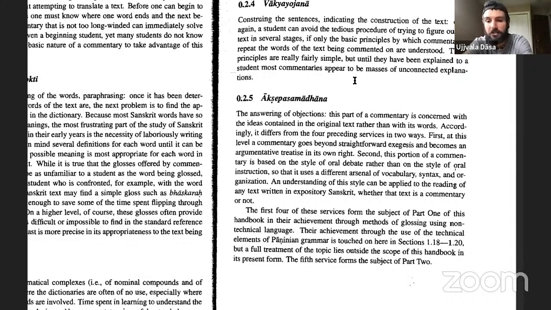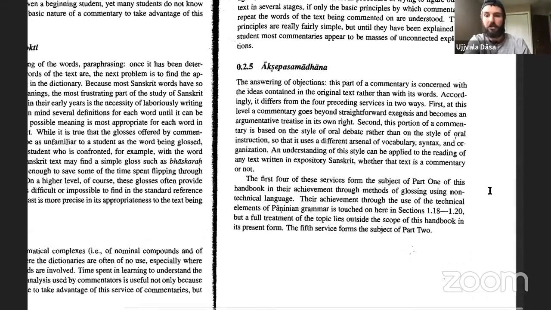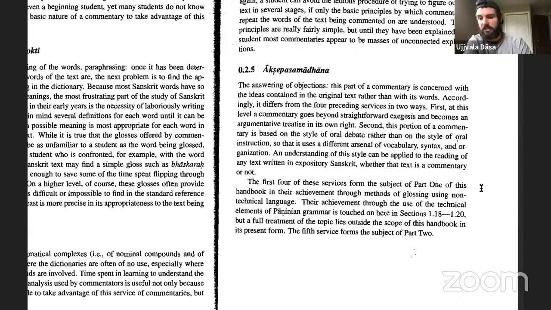An understanding of this style can be applied to the reading of any text written in expository Sanskrit, whether that text is a commentary or not. The first four of these services form the subject of part one of this handbook. In their achievement through methods of glossing using non-technical language, their achievement through the use of the technical elements of Paninian grammar is touched on here in sections 118 through 120, but a full treatment of the topic lies outside the scope of this handbook in its present form.